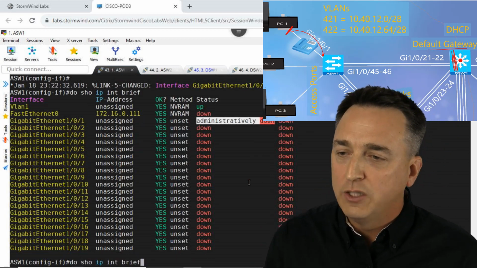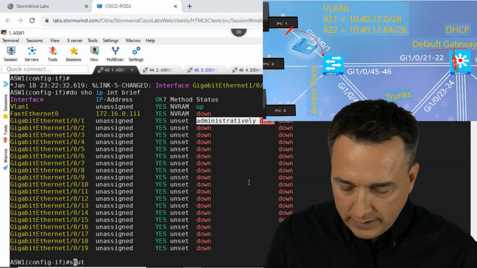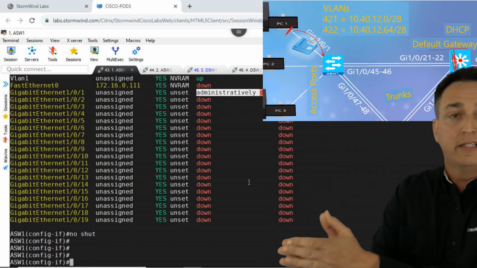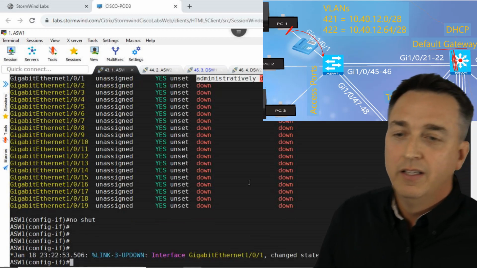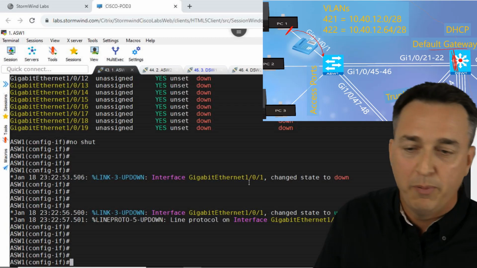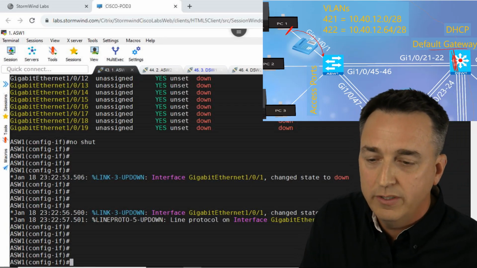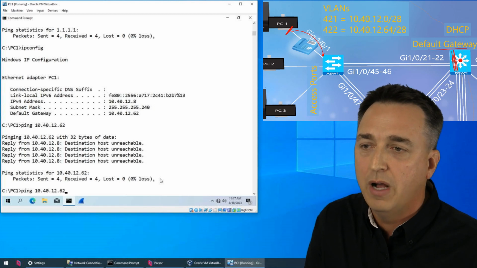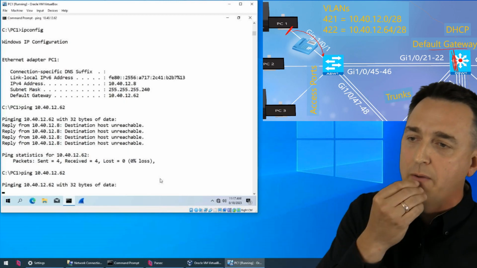All right. Now let's bring it back up. We'll type in no shut. And since we bounced the interface, our goal is to see that the interface is up. Fingers are crossed. All right, interface is now up. So let's go and test connectivity now. Every time we find a problem, let's test. So we'll try to ping our default gateway.